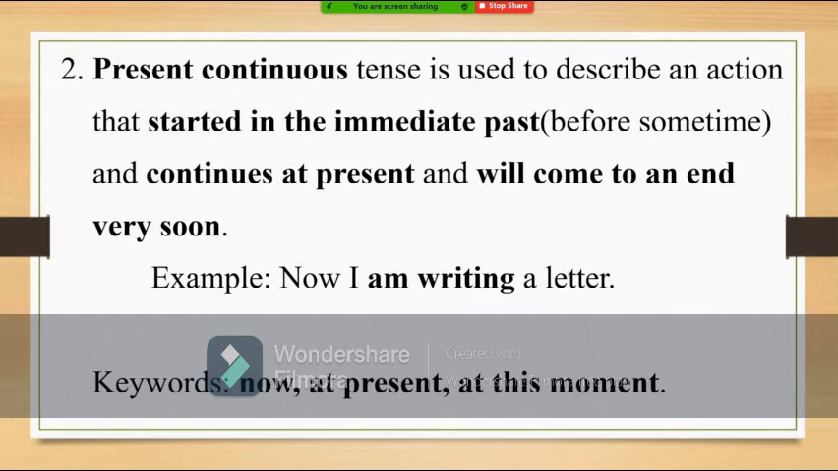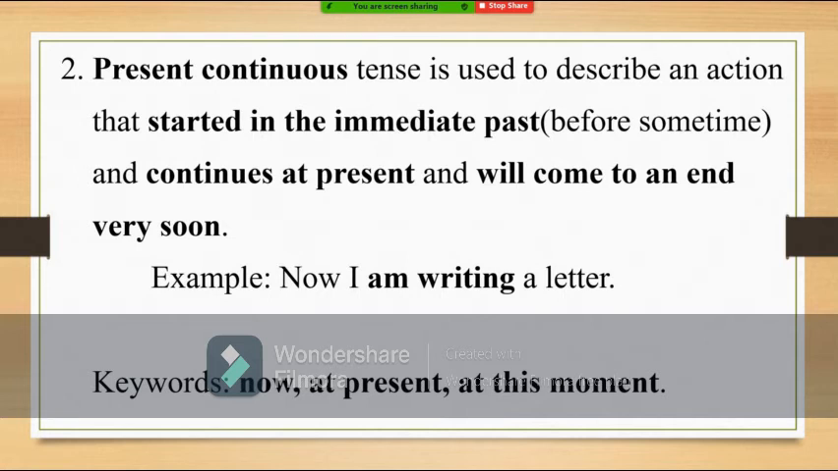Now let us take present continuous tense. Present continuous tense is used to describe an action that started in the immediate past. That means just before some time, a few hours ago, or some minutes ago, and it is taking place at the present time. Also, it is taking place, and it will come to an end very soon. In such situations, we can use present continuous tense. There are three keywords: now, at present, at this moment.